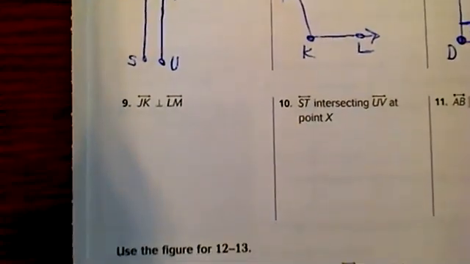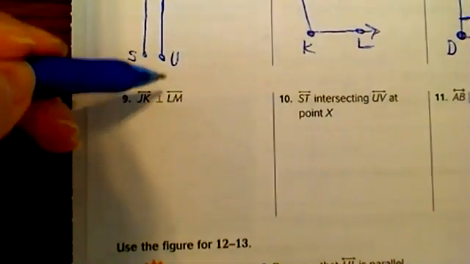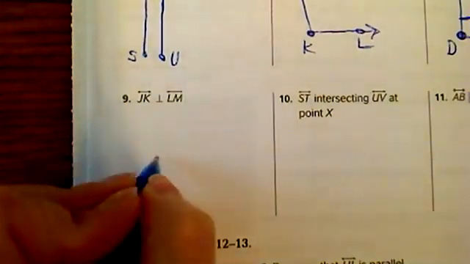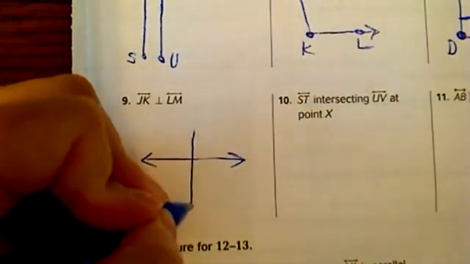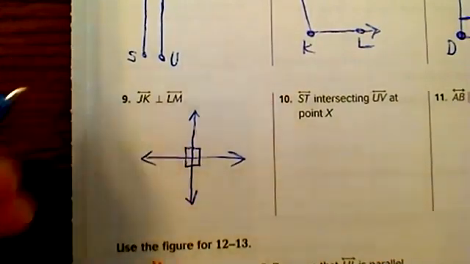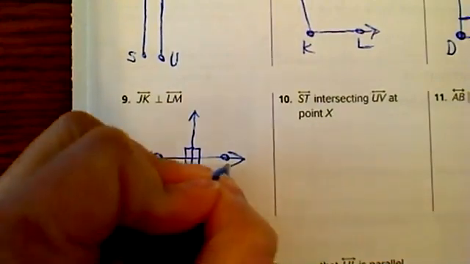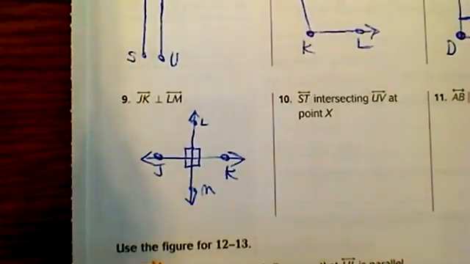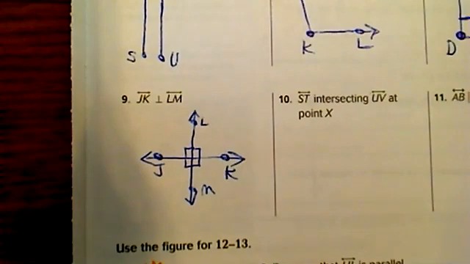Okay, let's try this one. So this is line JK perpendicular to line LM. Okay, 2 lines intersecting exactly to form right angles, 4 right angles. I'm going to pop off some points. I'm going to call this one JK and this line here LM. And it doesn't say that they intersect at any specific point, so I just leave it like that.